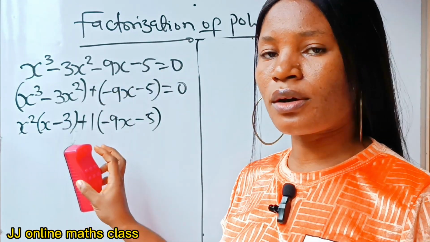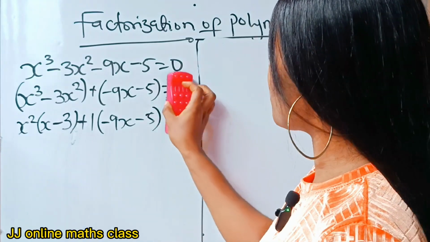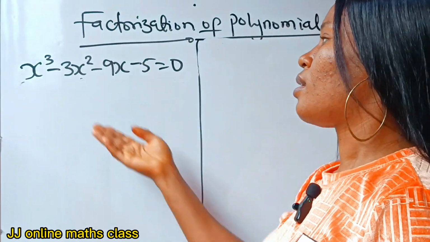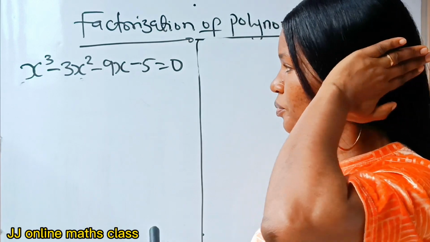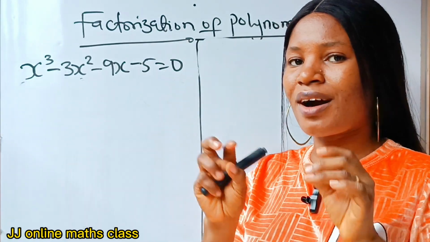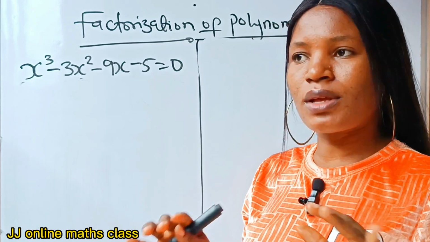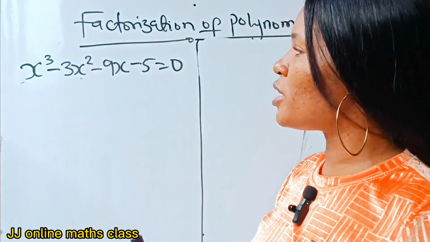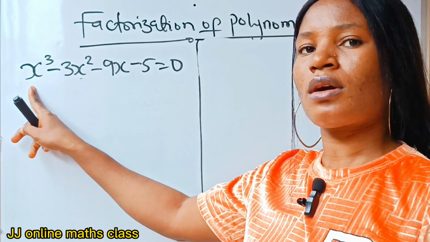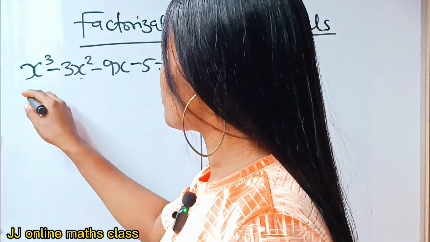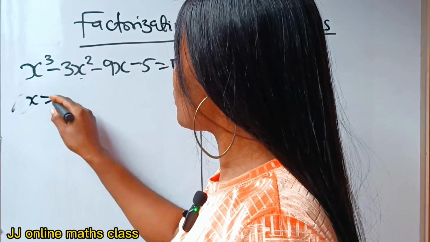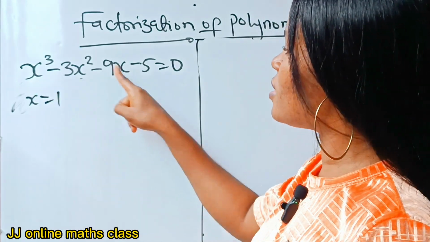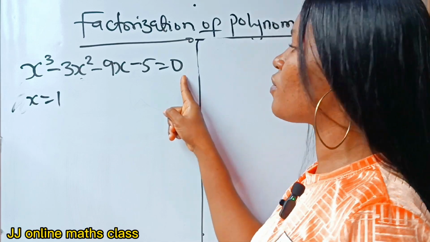So I'm going to clean this now, and we are going to use the right method. Since that method did not work, we are going to use what is called trial and error method. Calm down, the trial and error is not actually difficult. It's very easy. So the first thing you need to test is, let's test for x equals 1. Now we are going to test if we put 1 throughout this particular equation, is it going to give us 0?